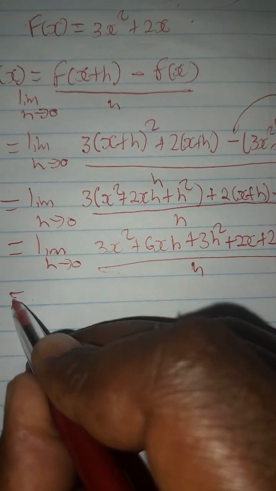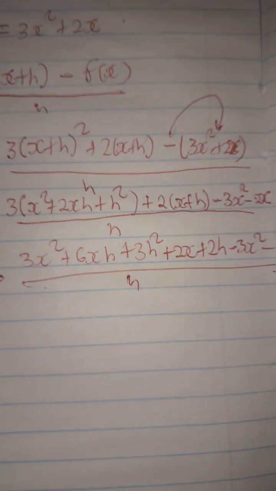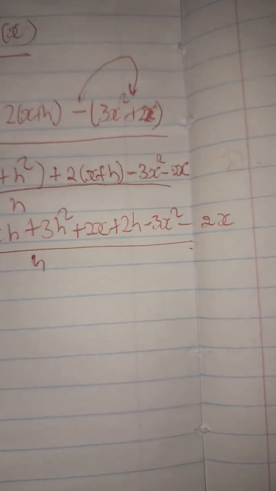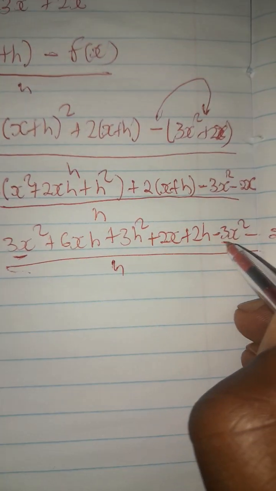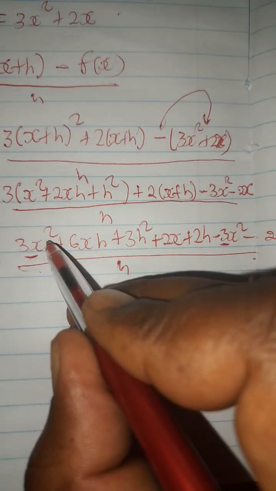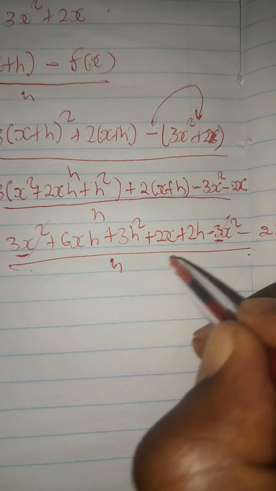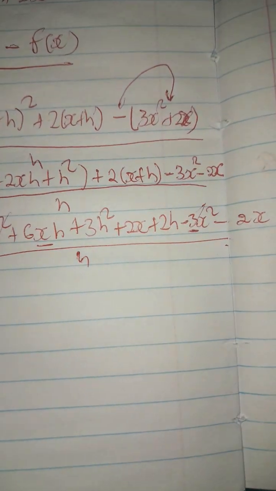So from here guys, we can collect the like terms. It's very important to collect the like terms. Let's work it out. We have 3x squared, also 3x squared. 3x squared minus 3x squared is 0. They are out. Then do we have something that goes with 6xh?